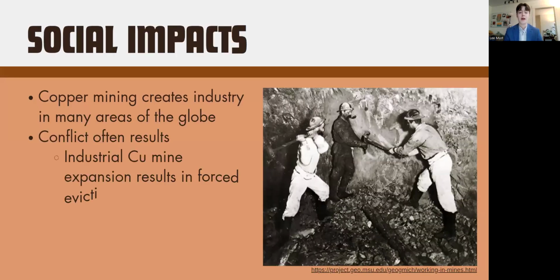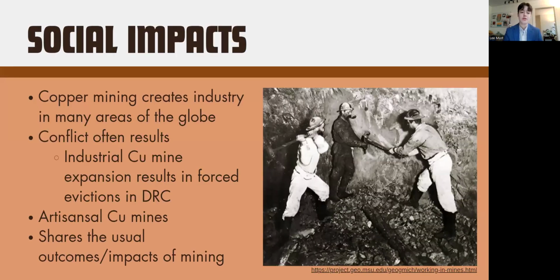A global social impact: copper mining has created industry in many areas of the globe. If you recall the top 5 copper-producing countries, the USA, the DRC, China, Peru, and Chile, we see that those are in various areas of the globe and almost all different continents. But from copper mining, conflict often results. Specifically, industrial copper mine expansion has resulted in forced evictions of citizens of the Democratic Republic of the Congo.